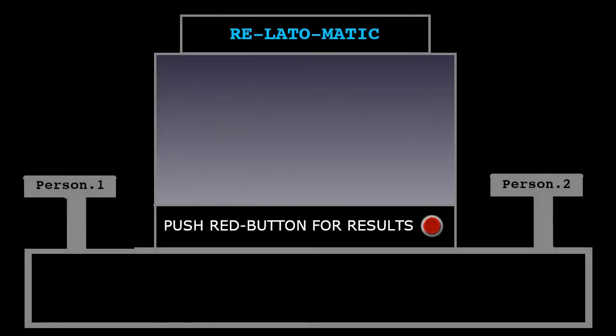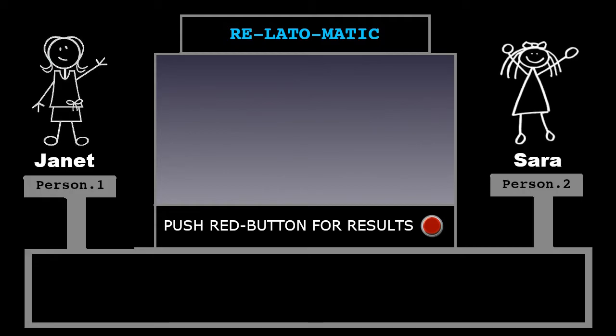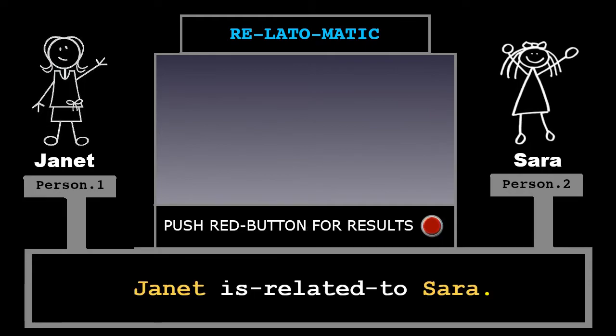By presenting two people to this machine, configuring it, and then pressing the red button, the machine will give us a relation. Let's start with Janet and Sara. We've put two people onto the machine, so let's press the red button. Janet is related to Sara. While that's true, I suppose we already knew that. Let's open the hood and configure the machine.